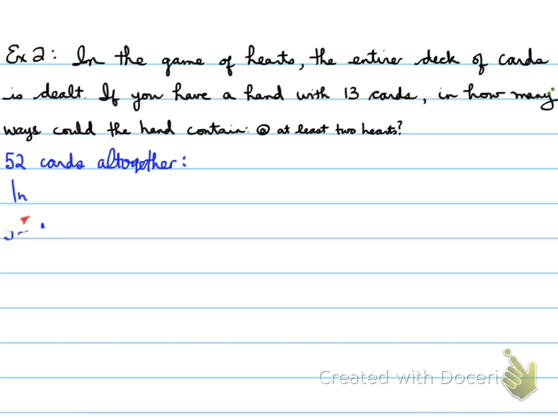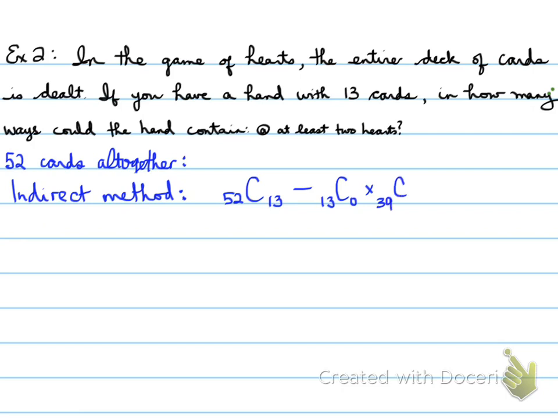That is, using the indirect method. The indirect method says there are 52 cards totally in the deck. We have 13 that we're going to choose. And we're going to subtract what we can't for sure get. That is, 13 choose 0. That means no hearts whatsoever, because we need at least 2 hearts. So 0 hearts is not a possibility. So we subtract that. So that is 13 choose 0 times 39 choose 13.